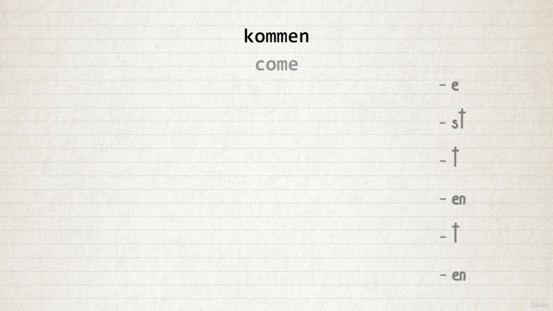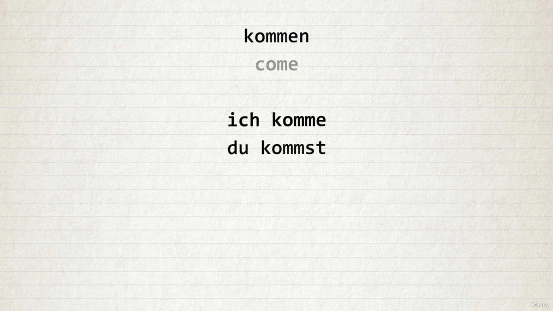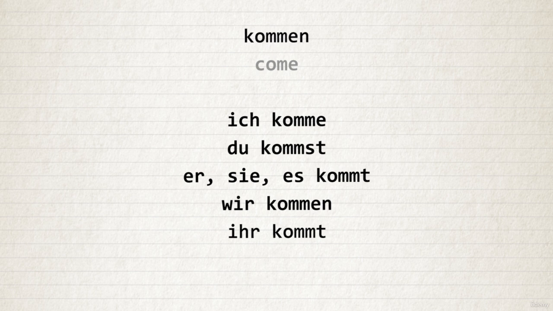Let's try it again with a different verb. For example, kommen, to come. Cut off the infinitive ending en. Add the present tense endings e, st, t, n, t, n. Ich komme, du kommst. Er, sie, es kommt. Wir kommen, ihr kommt, sie kommen. Good job!